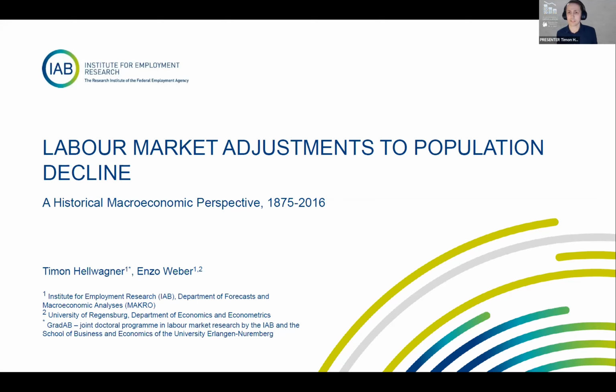So given the topic of the conference, I don't have to talk a lot about the basic motivation of this paper. Clearly we see in the economic literature that economic adjustments to population decline have seldomly been addressed. So the motivation and the goal of our paper is really to get first empirical evidence, first empirical idea of what is happening in periods when population is declining, what is happening in the labor market.